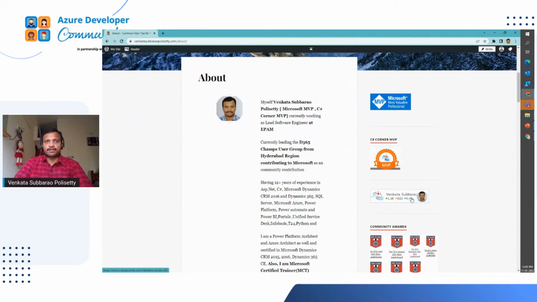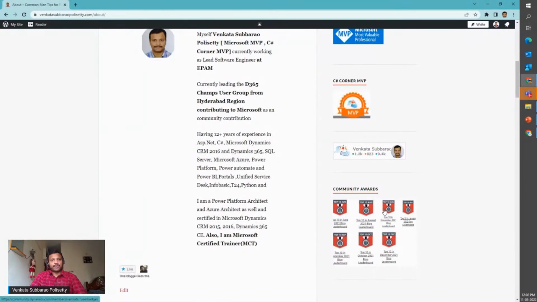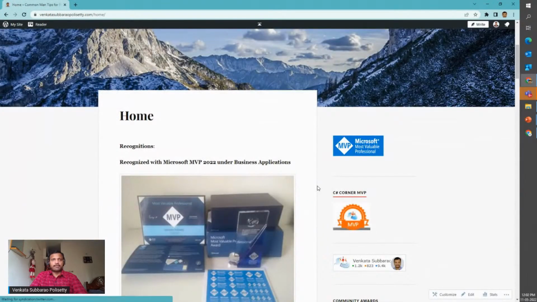So I have 12 to 13 plus years of experience now. I'm a Microsoft Business Applications MVP and also a C Sharp Corner MVP. Currently I'm working as a lead software engineer at EPAM Systems, and I'm leading the D365 Champs user group from the Hyderabad region and contributing to Microsoft as a community contribution. My areas of expertise are ASP.NET, C Sharp, Microsoft Dynamics, and all the Power Platforms. Along with that, I do Azure integrations, and I'm a Power Platform architect and also an Azure architect, with close to 13 years of experience implementing different kinds of applications.